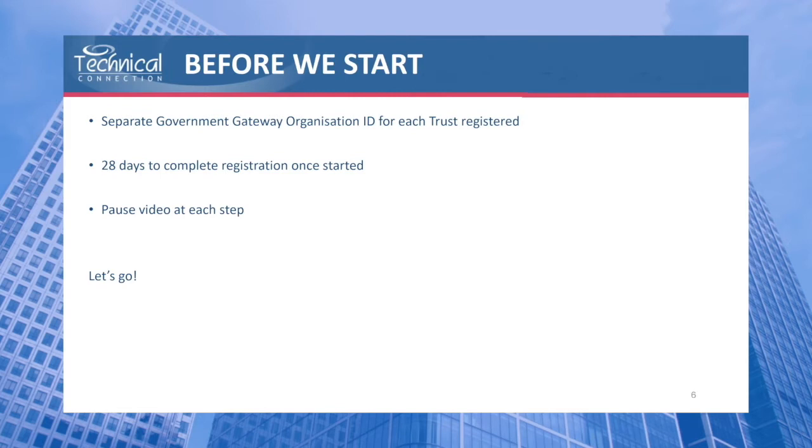If you have more than one trust to register, you'll need to follow this entire process for each trust. As you'll see in a minute, the first step is to create a Government Gateway Organisation ID, and you need to do that for each trust that is being registered.